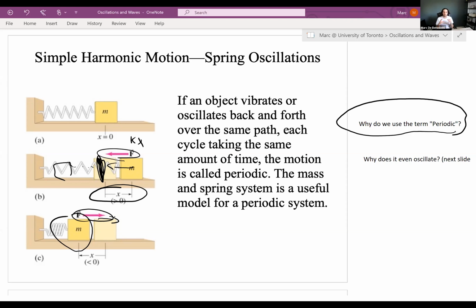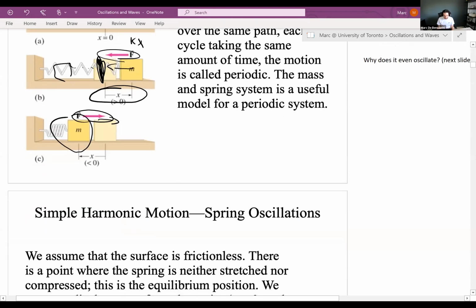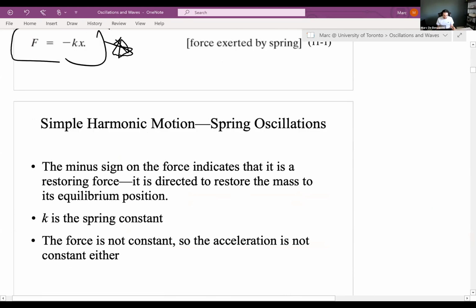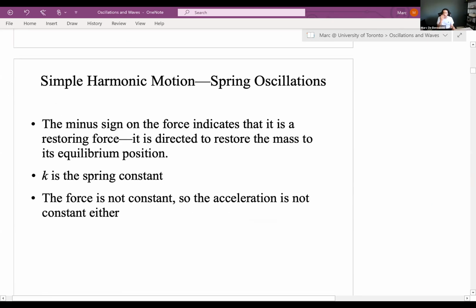Periodic just means the pattern will dependably repeat. So in the context of a spring anyway, this all starts with Hooke's law. That's what we're going to analyze here. Just to recap from Hooke's law, the minus sign in Hooke's law indicates that it's a restoring force.